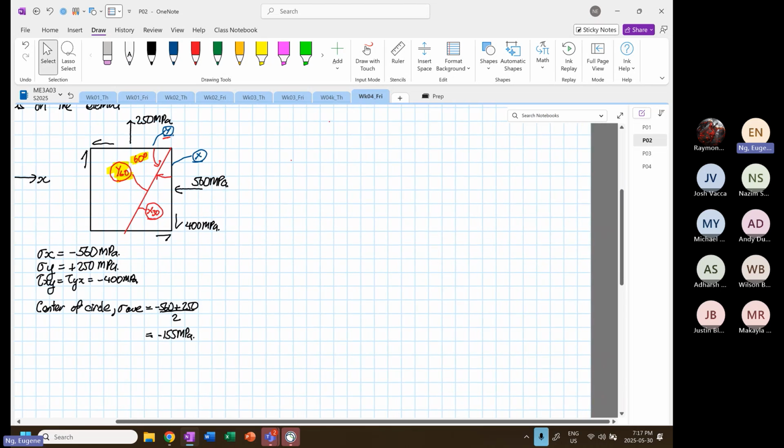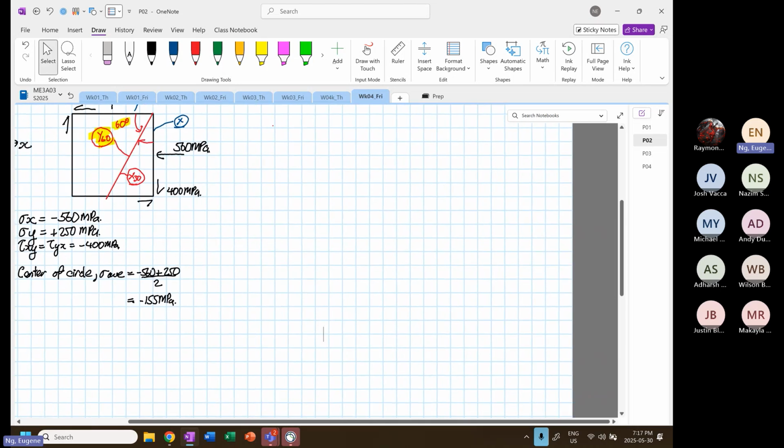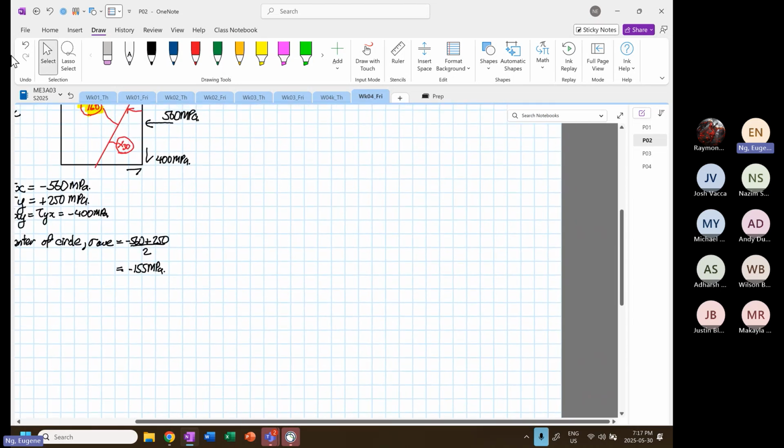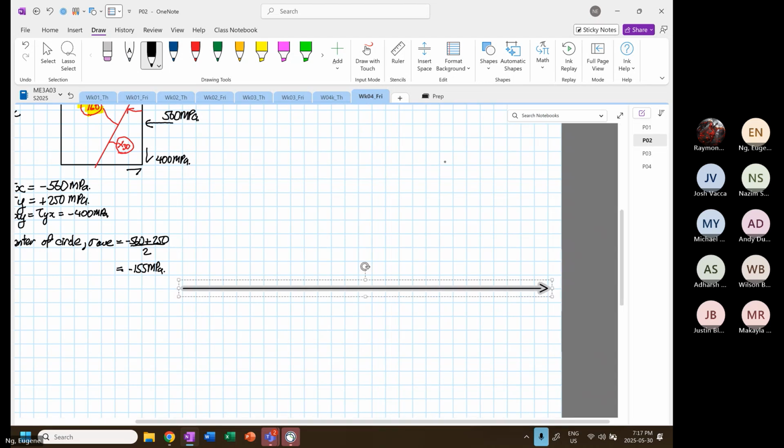Okay, so now we can sketch. If we look at our limits, we have a compression of minus 560 and a tensile of 250. And then our shear stress is quite high, our shear stress is at 400. So now I'm going to sketch. This is our normal stress. Let's see if we have enough space.